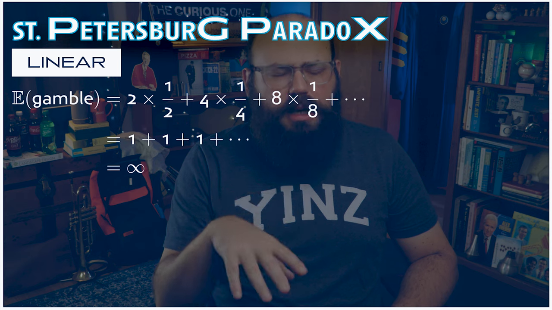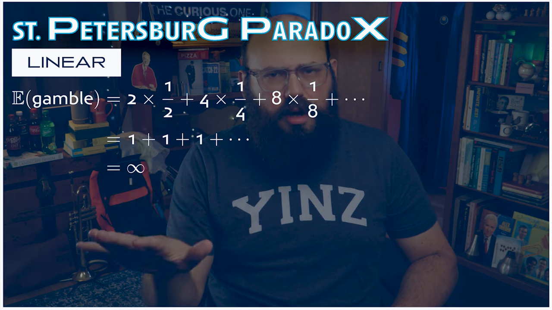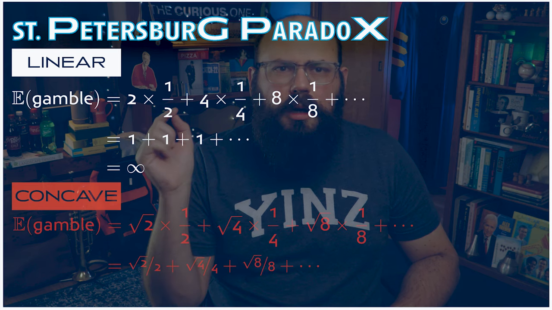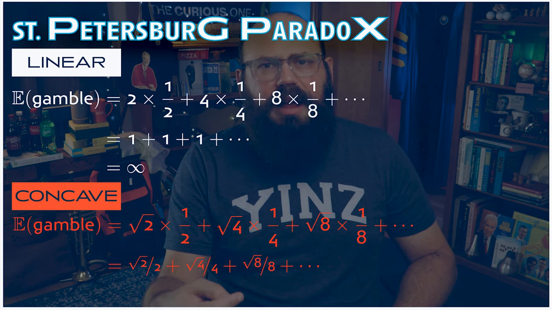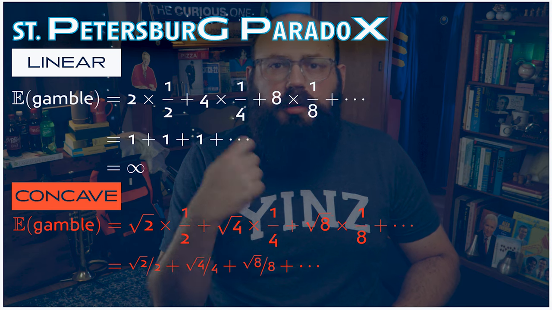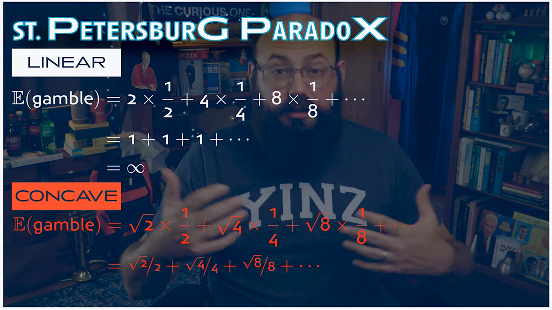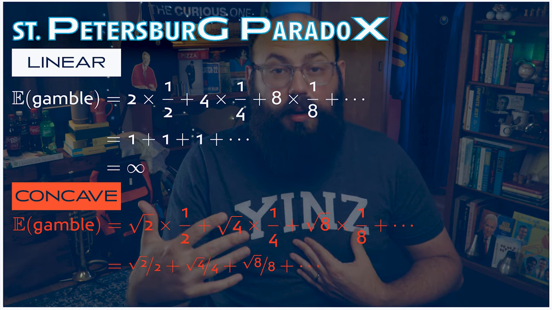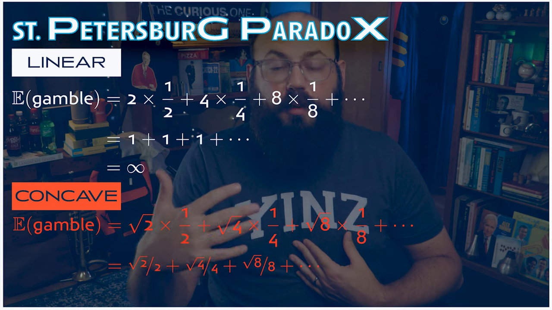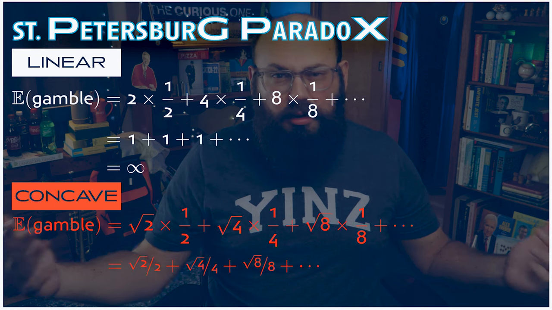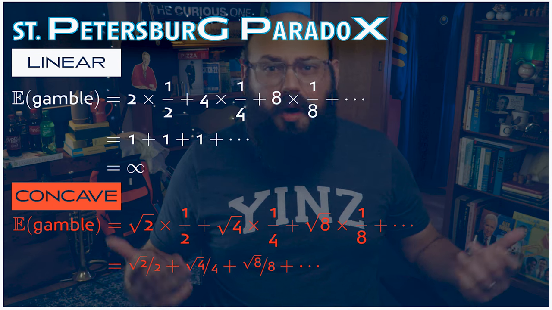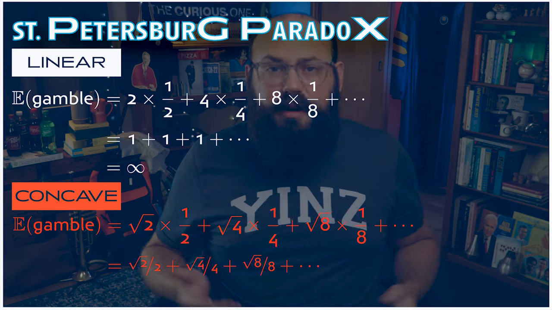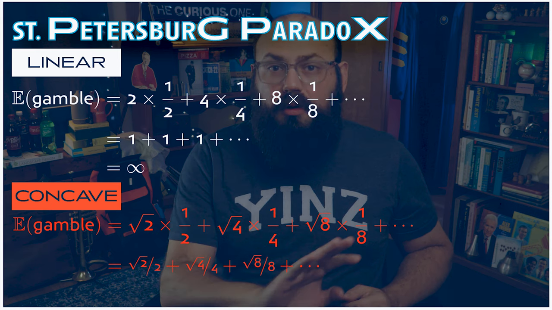Now, what would happen if I did the same calculation of the St. Petersburg paradox, but instead of thinking about $2, $4, $8, $16, what if I thought about the square root of 2 happiness points, square root of 4 happiness points, square root of 8 happiness points, square root of 16 happiness points? What would happen if I used utility in between? What if I calculated the expected utility for a diminishing returns person in the St. Petersburg paradox? Would I still go to some infinite number? No. This infinite sum, this sum of an infinite number of things, would wind up converging, is the term. It would not go to infinity.